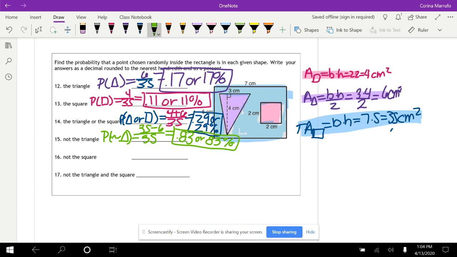Okay. The next one wants to know the probability of not landing in the square. So we would go ahead and take the total area, which is 35, and subtract the area of the square. So the area of our square is 4, and then we divide it by the total area, which is 35. So 35 minus 4 gives us 31, and we divide that by 35, and that gives us 0.89. Or as a percentage, it would be 89%.